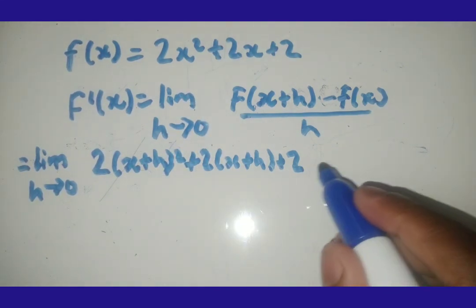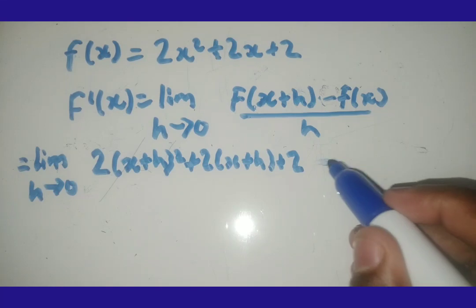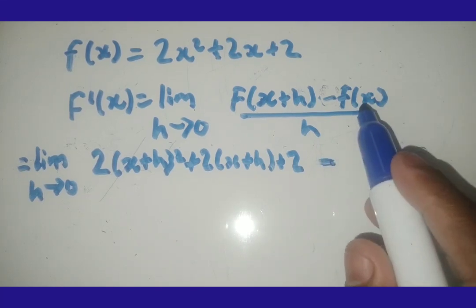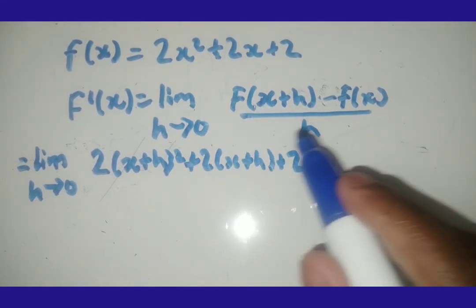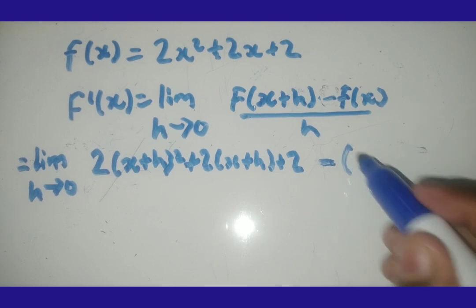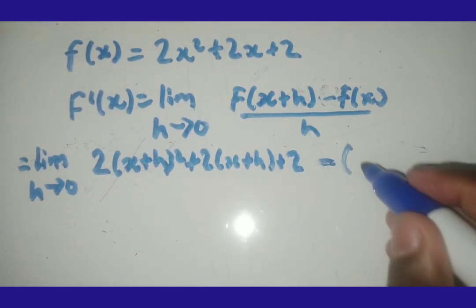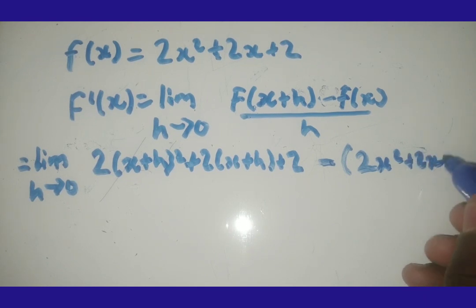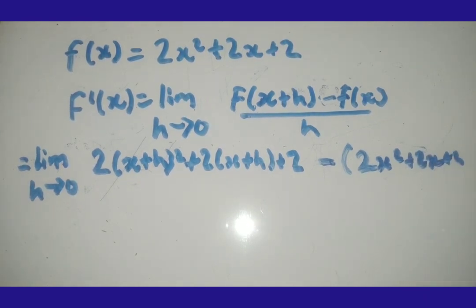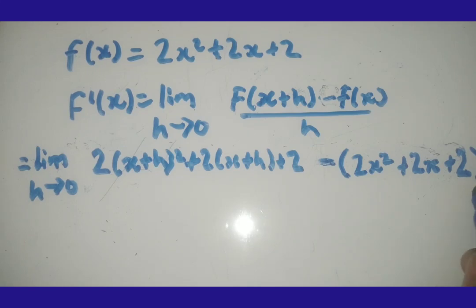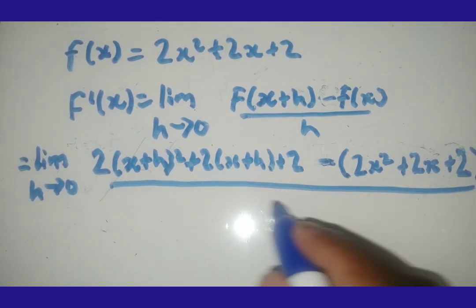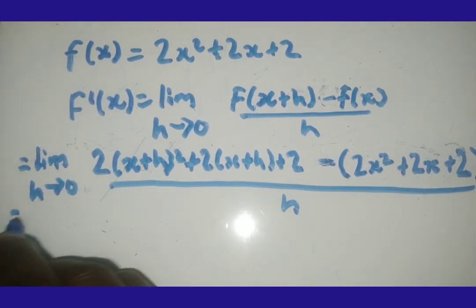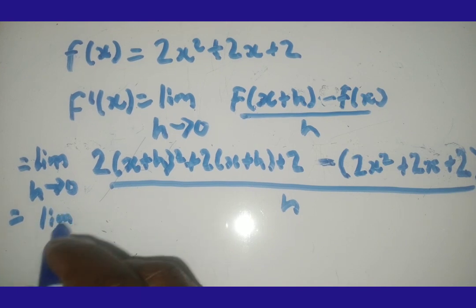Then I said minus f of x, which is the normal equation. But the mistake that people make is that when they put it, they don't put brackets. You have to put brackets. So then we're going to say minus the exact equation, and we have to write that in brackets. And then we will have over h, and then the limit as h tends towards 0.